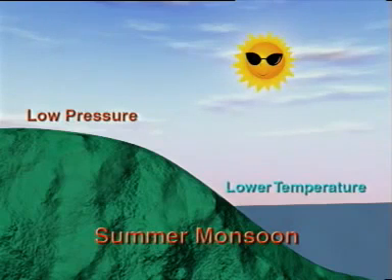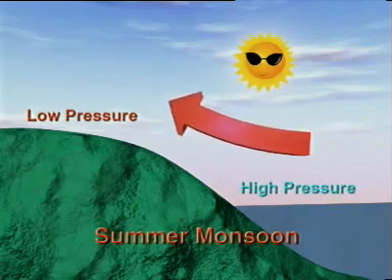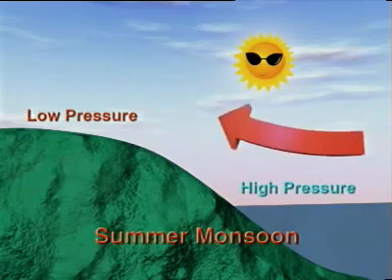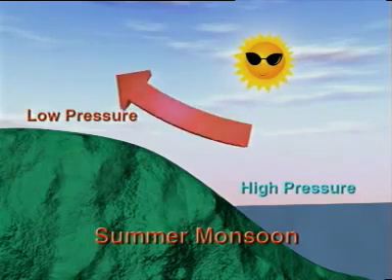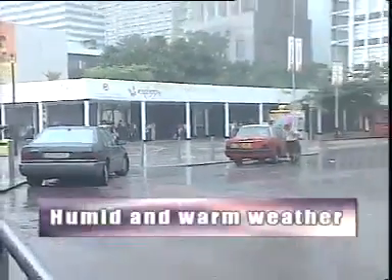The sea absorbs heat more slowly than the land. Temperatures near the sea are lower than that on land, resulting in an increase in air density or high pressure. Winds blow from high-pressure areas over the sea to low-pressure areas over the land in what we call onshore winds. Summer monsoon winds bring humid and warm weather to areas that they blow across.